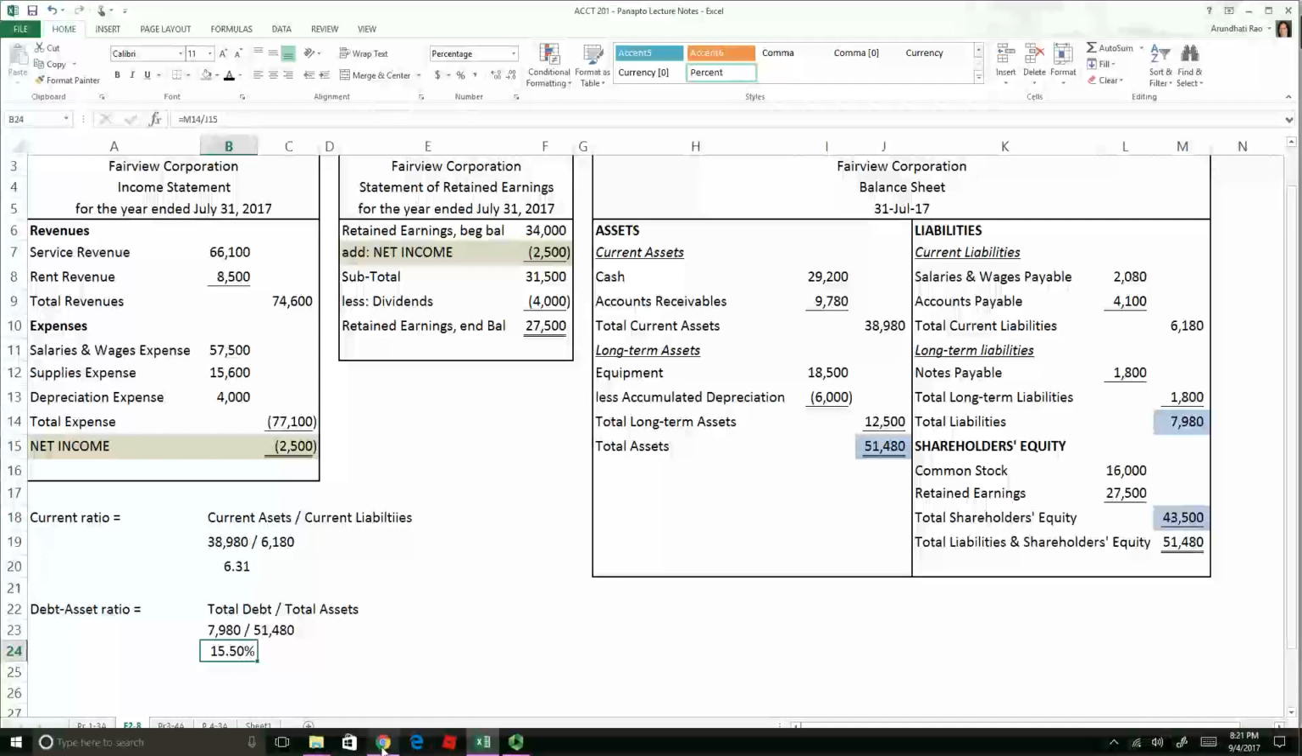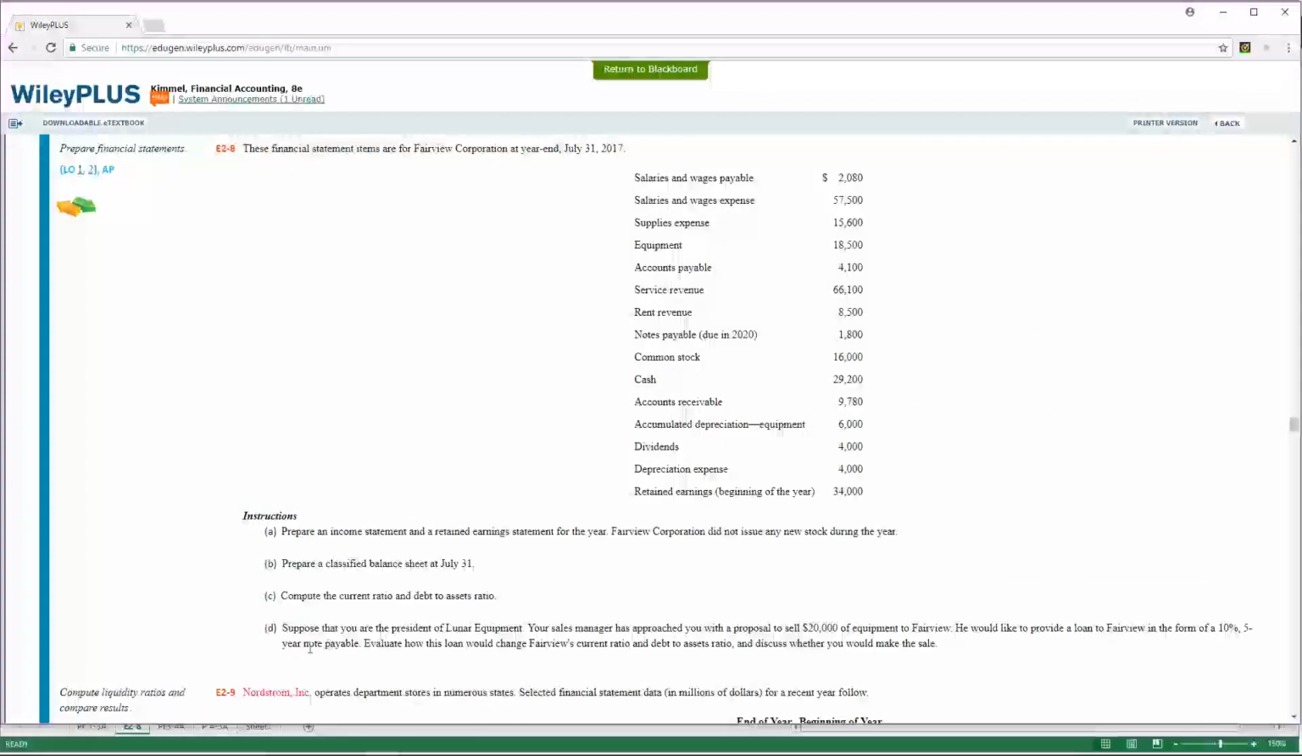Let's look at the last part of the problem. They tell you, suppose that you are the president of Lunar Equipment. Your sales manager has approached you with a proposal to sell $20,000 of equipment to Fairview. That's this company we are looking at. He would like to provide a loan to Fairview in the form of a 10% 5-year note payable. Evaluate how this loan would change the current ratio and debt to asset ratio.